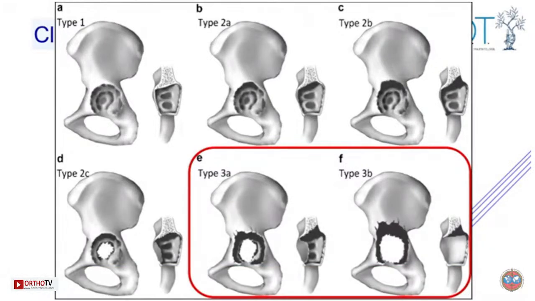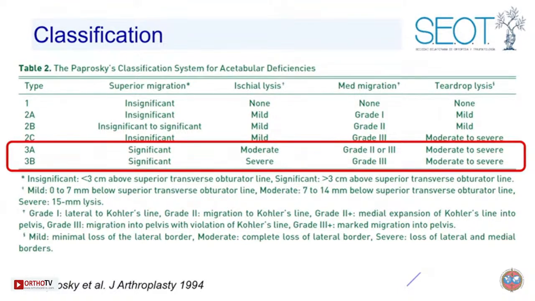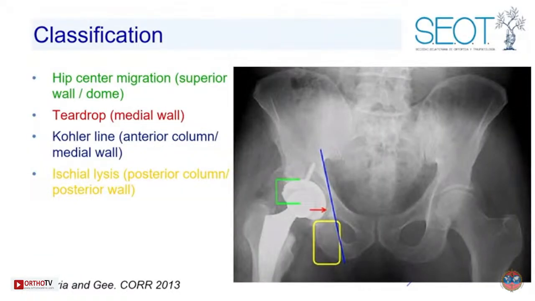So we have talked about the type 1, the good defects, the type 2, the ugly defects, and now we are going to talk about the type 3, the bad defects. As we already saw, these are the big ones. There's an important ischial lysis, medial migration, teardrop lysis, and superior migration. In the classic work, we already saw that there are 4 important lines to take into account: the migration, the teardrop, the Köhler line, and the ischial lysis.